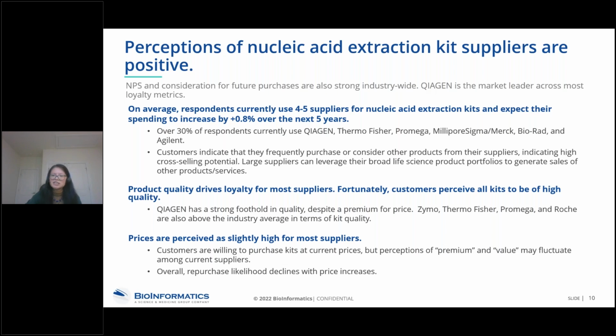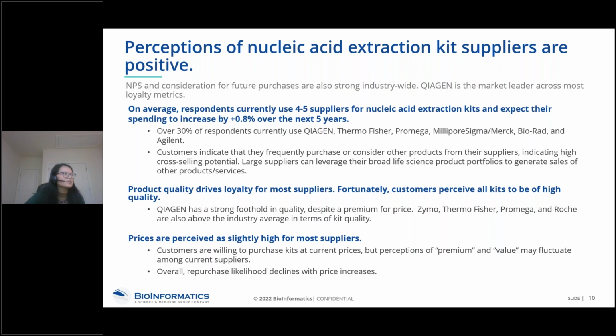So we just wanted to share a few high-level takeaways from the report before diving into the survey data. What we found was that overall perceptions of nucleic acid extraction kit suppliers are positive. And this is emphasized by NPS and consideration metrics. Consideration for future purchases of these kits were strong industry-wide. Even though QIAGEN was a clear market leader across most of the metrics evaluated in the study, many other suppliers had strong performances as well.